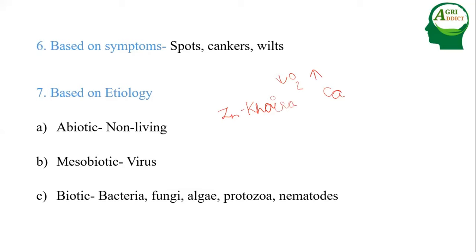Whereas the living organisms such as bacteria may cause spots, and fungi will cause the blights, and algae, the very important disease that is red rust of mango. And protozoa will cause phloem necrosis of coffee. And in case of nematodes, you see the galls and knots in case of roots.